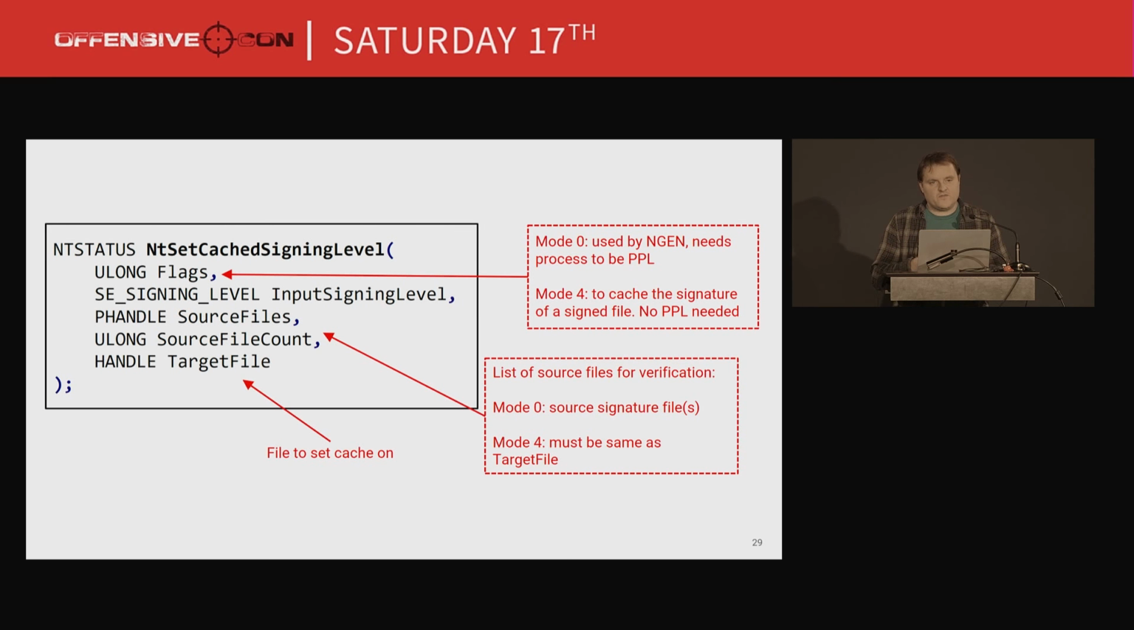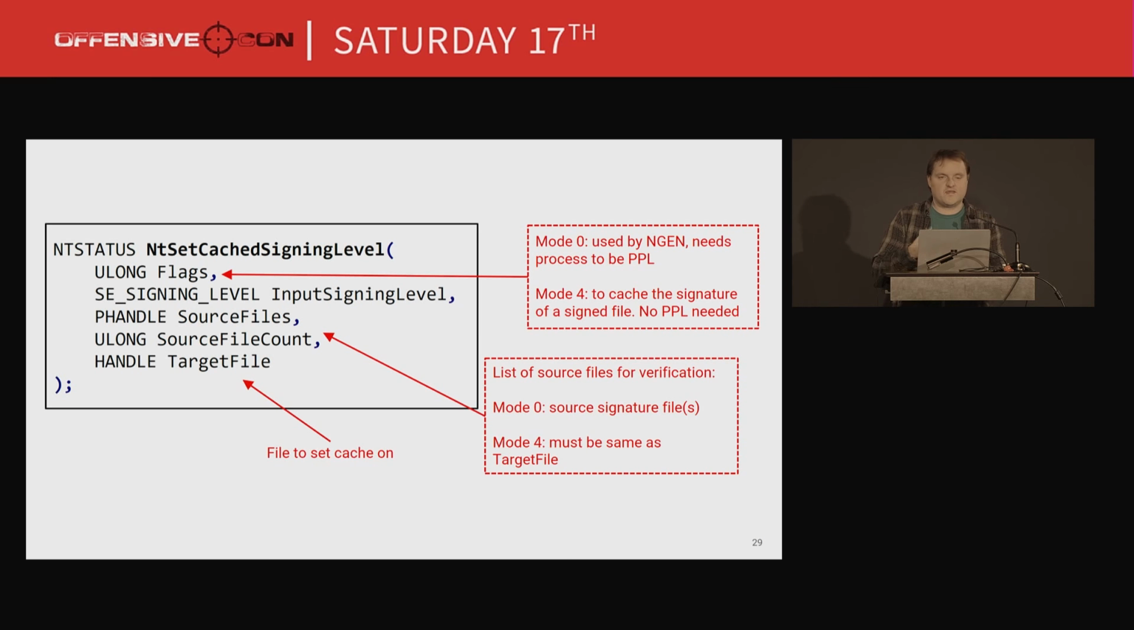But of course, there must be a way of doing this from user mode. Microsoft added a system call in Windows 8, the NtSetCachedSigningLevel system call, really complicated naming there. It takes some flags, which indicate a couple of different operating modes. It has mode 0, which is the one used by NGEN, which allows you to sign unsigned files by effectively applying a signature from an existing signed file. But in order to use that mode, you need to be inside something called a protected process light process, which is a special isolated process mechanism, which in theory you need to be signed by Microsoft to get into.